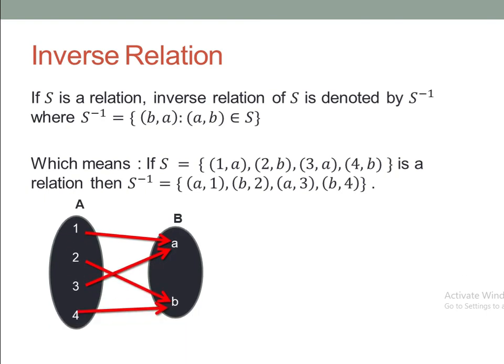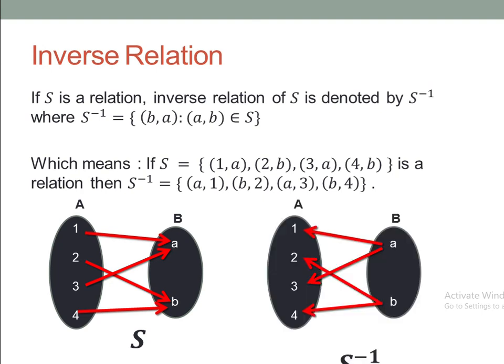Let's see the diagram. The diagram representing S, where images are from B and pre-images are from A. That is, the relation goes from A to B. But look at the inverse of S. The images come from A and pre-images come from B. That is, the relation goes towards the direction from B to A. So you can say that if we replace all the images by pre-images and all the pre-images by images, then we will get inverse relation.